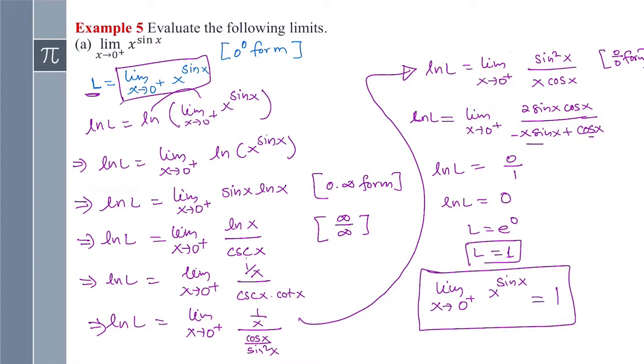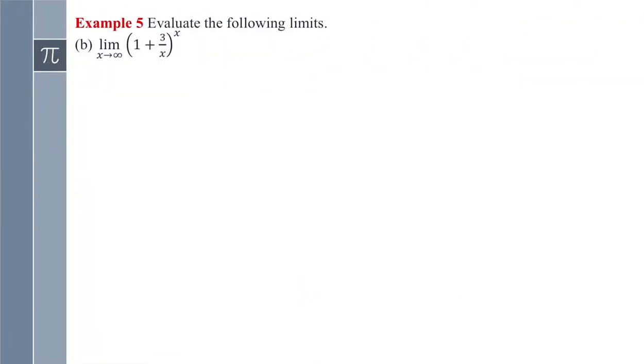Okay, so let's look at one more example. Again, this is the same as the previous one. We have a function raised to a function, so again we are going to take the natural log. If you check, 3 divided by infinity is 0, so we have 1 raised to infinity. That is the form that we have here.